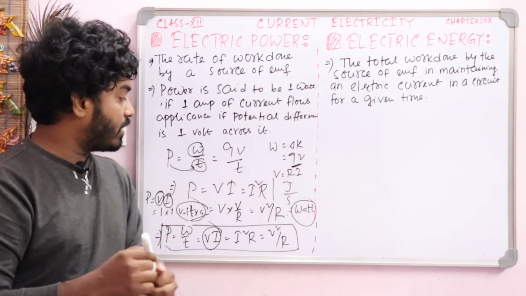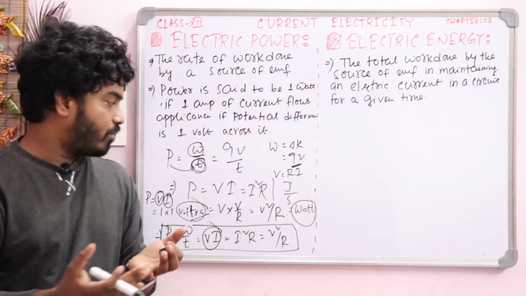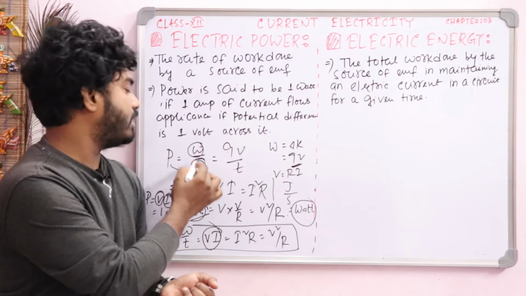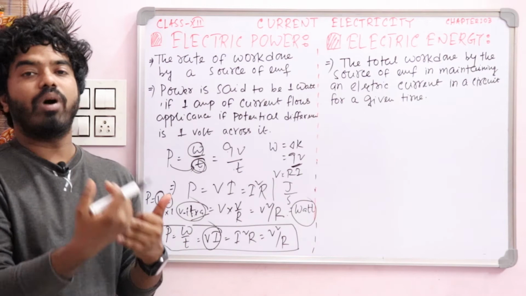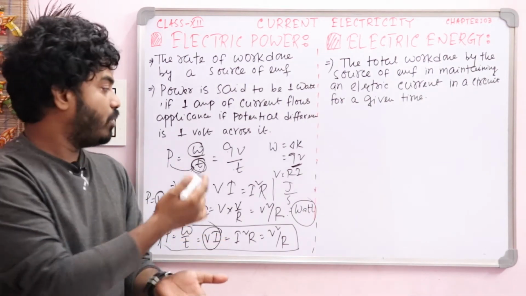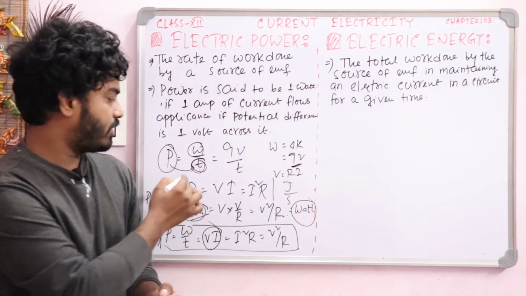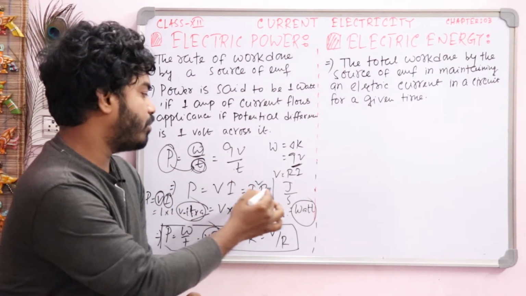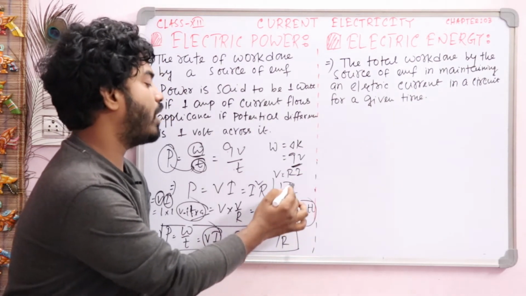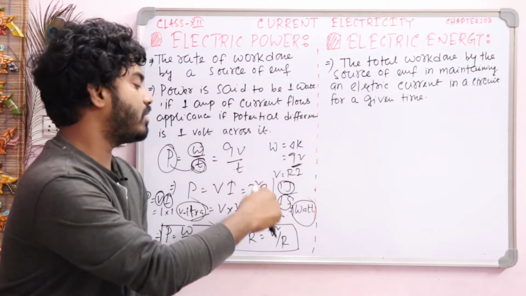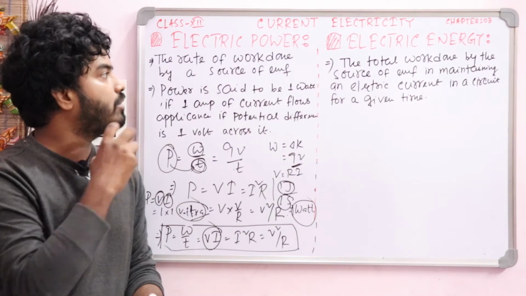In another way you can say, in 1 second how much work is done. In 1 second, when 1 joule of work is done, then we can say the power of that electric appliance is 1 watt. You just see, 1 joule by 1 second is named as 1 watt. So in 1 second, when 1 joule of work is done, this is named as 1 watt power. Okay, so this is all about power.